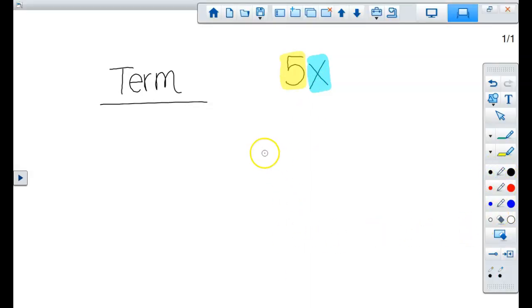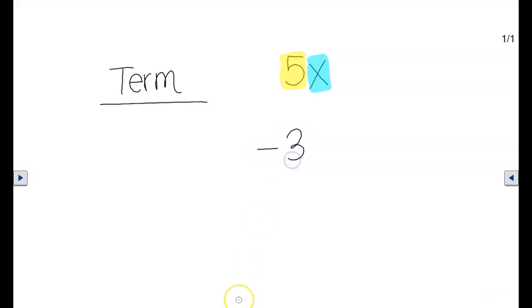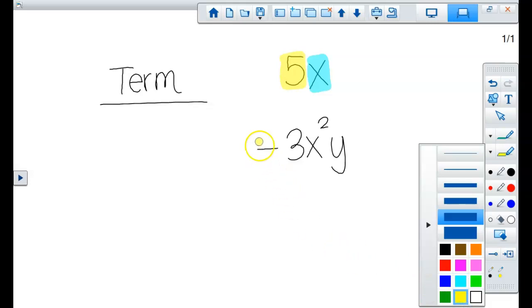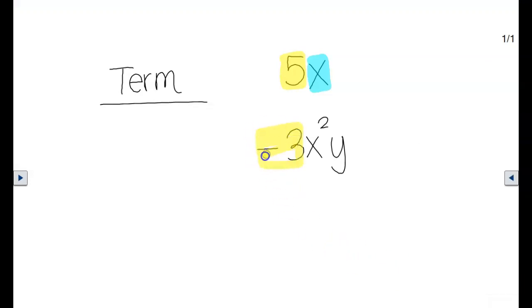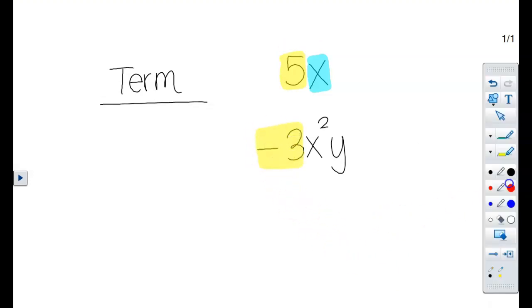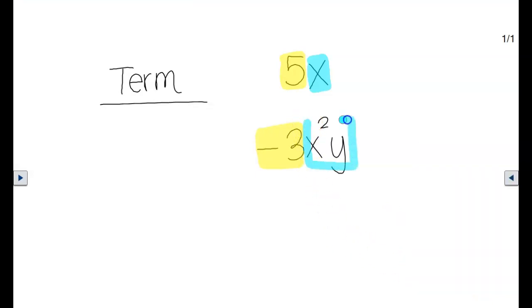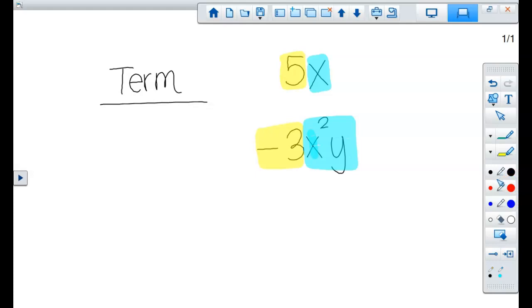Another, I could have a number like -3 multiplied by x to the second power y. So in that term, the number part would be the -3. That's called the coefficient. And the variable part is x squared y. So remember, you can have more than one variable, and those variables can have exponents on them. And all of that goes together to make the variable part, which we refer to as being the last name.